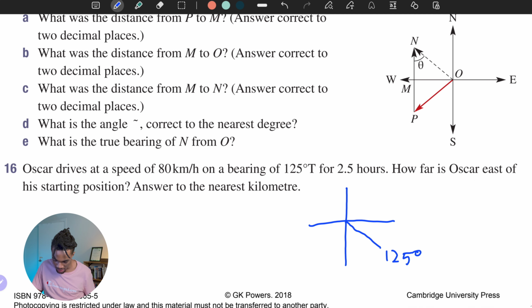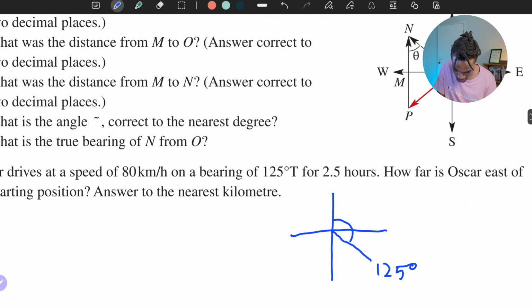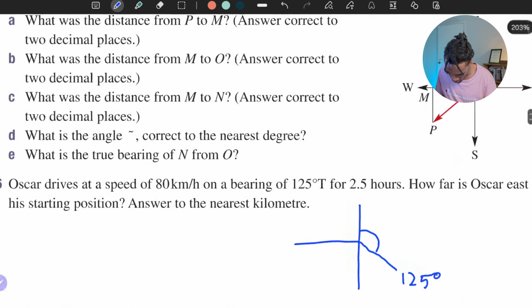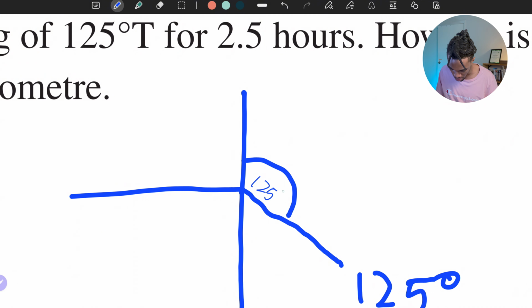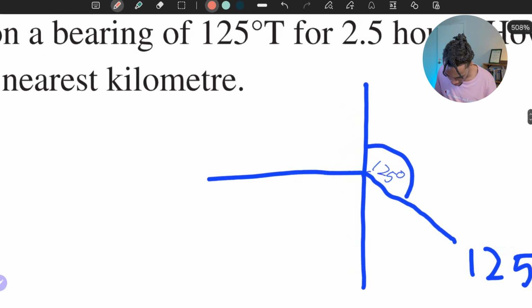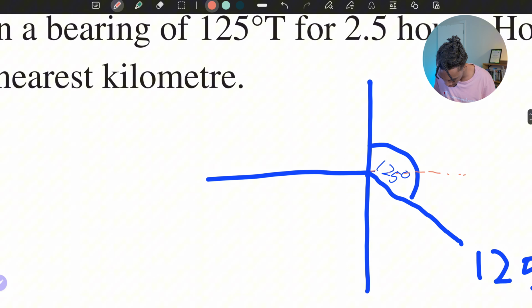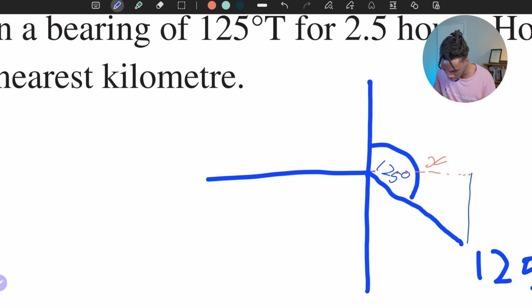Okay, so when we're doing this, we need that speed equals distance over time thing again. So this is 125 degrees. Let me remove this and zoom in here. 125 degrees. We want to find how far east he is, so we want to find this here, x. Let's draw a line down here. So he is at this point here.